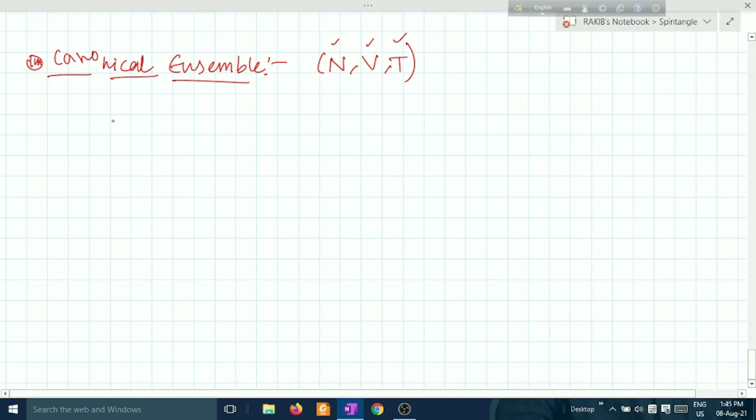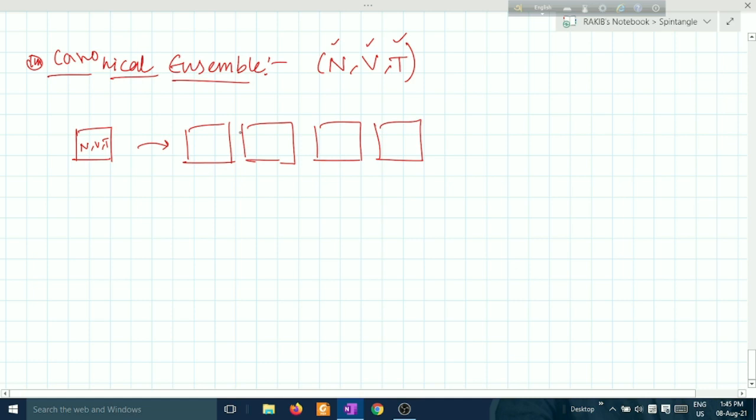To make this clear, the system can be drawn like this. This is NVT. This is the original system, and these are the mental copies. This is the same system, the Xerox copies. In this also, NVT is constant.